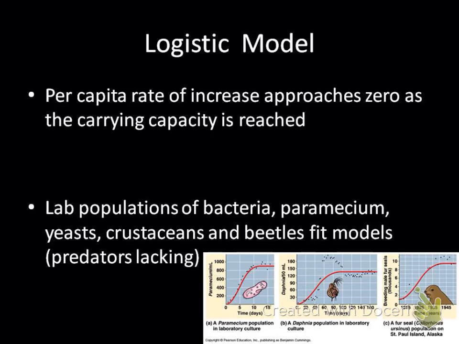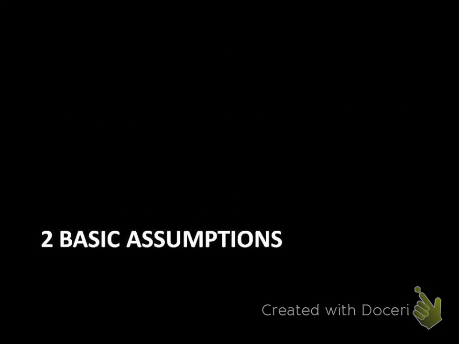The per capita rate of increase is going to approach 0 as you approach the carrying capacity. And then you can see lots of critters will show this well in a lab setting, where you have predators lacking, which isn't real for the real world, but you can have things like bacteria, yeast, paramecium. This is a picture of paramecium. Some crustaceans and beetles will fit this model.